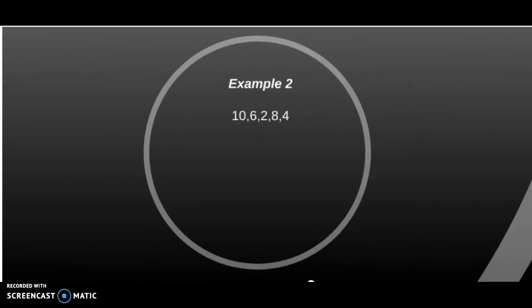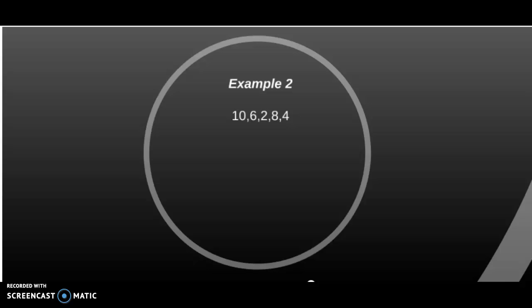But what about this one? These aren't in order. So can I just start crossing things off and say that it's 2? Not exactly. We have to put it in order. So we're going to have to start with the smallest, which is 2. Go to our next biggest, which is 4. After that is 6. After that is 8. And our biggest number is 10.